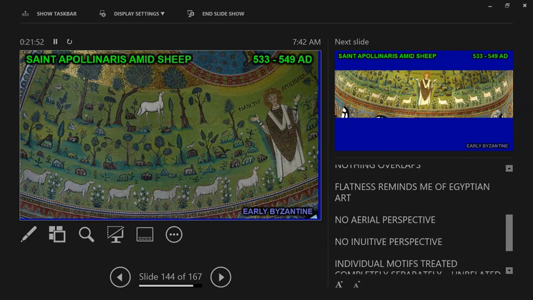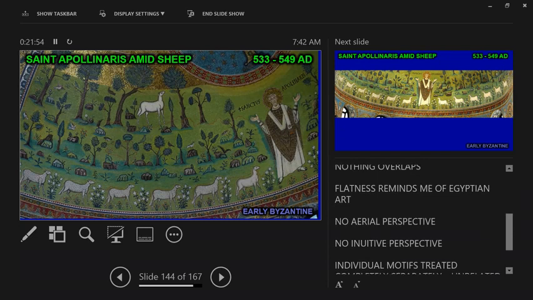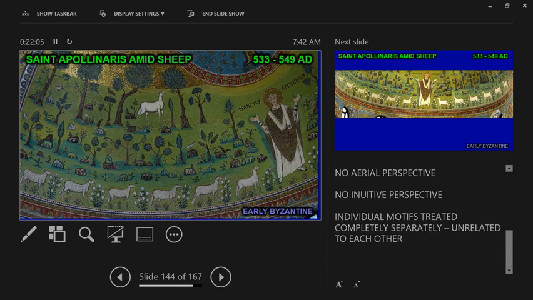There's very little overlapping. And this flatness reminds me of Egyptian art, where everything is on the same level. There's no intuitive perspective either. No aerial perspective, no linear perspective. Individual motifs are treated completely separately and they're unrelated to each other.